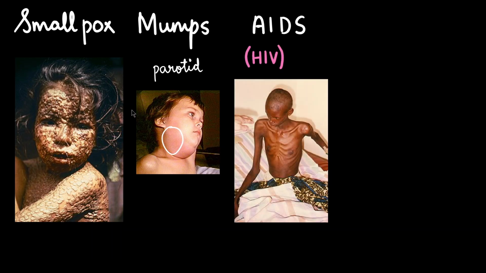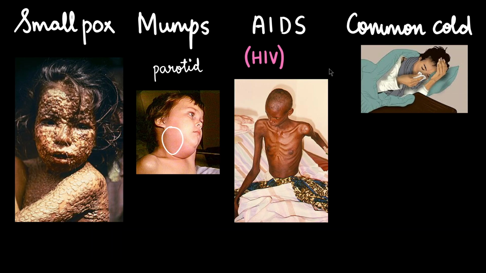Next, we have AIDS, acquired immunodeficiency syndrome. This is caused by human immunodeficiency virus. This virus attacks the immune system of a person. That leaves the person susceptible to a lot of other infections like tuberculosis, yeast infections, cancers, etc. And these infections together are what finally kills the patient.